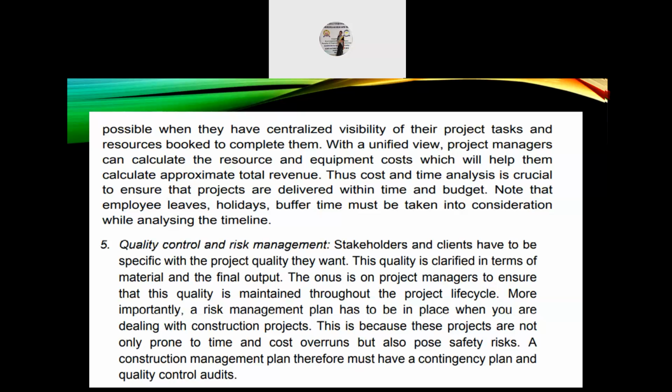Number 5. Quality control and risk management. Stakeholders and clients have to be specific with the project quality they want. This quality is clarified in terms of material and the final output. The onus is on project managers to ensure that this quality is maintained throughout the project life cycle. More importantly, a risk management plan has to be in place when you are dealing with construction projects. This is because these projects are not only prone to time and cost overruns, but also pose safety risks. A construction management plan therefore must have a contingency plan and quality control audits.